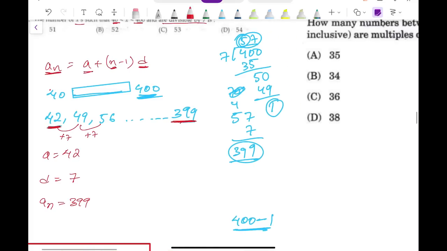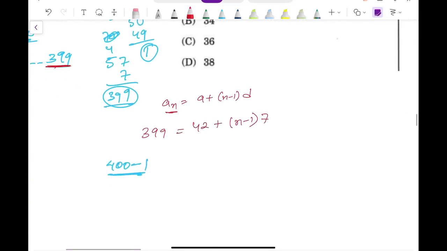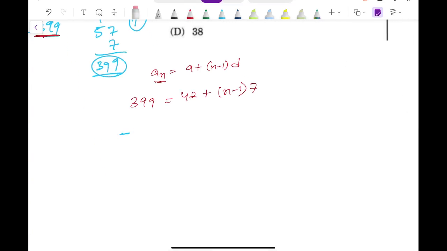And the an formula is a plus n minus 1 into d. So an is given as 399. What about a here? A is 42, plus n, which we don't know, but d we know. D is 7. So what I'll do is I'll just transfer around the numbers here.